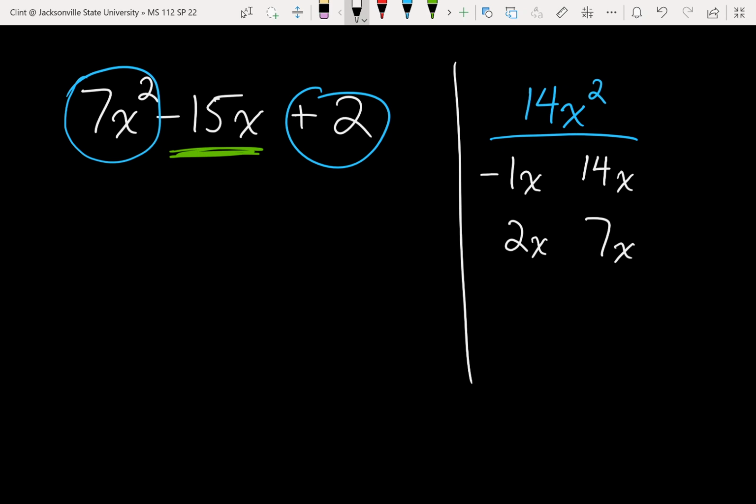So we can check making both of them negative. Negative 2, negative 7, that doesn't work. That gives us negative 9. But the first row, negative 1, negative 14, that gives us what we want, right? That gives us the negative 15. Those are the ones we're looking for.